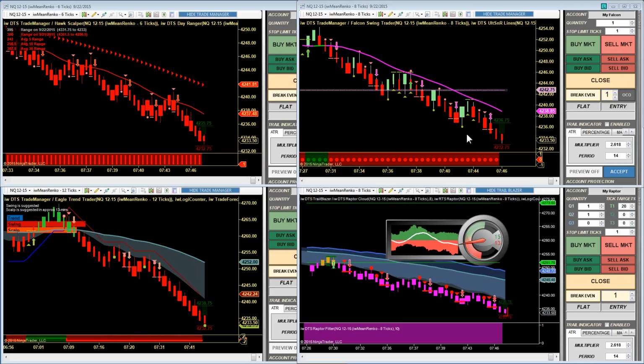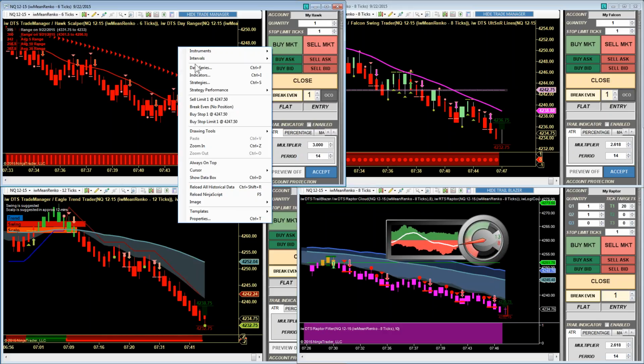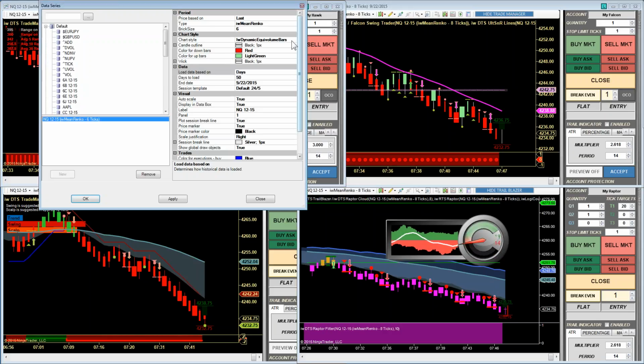Jim writes, anyone having issues with the equivolume not showing up in your indicators, emailed Ben, just curious. You need to restart Ninja. So when you load the equivolume bars, you have to shut down Ninja and reload it, and then they'll be there. I had a similar problem, and I said to Ben, what's up with this? And then what happens is you'll go to your data series, and it will be here in your chart style.